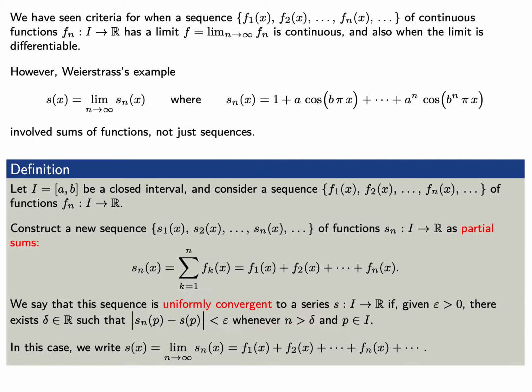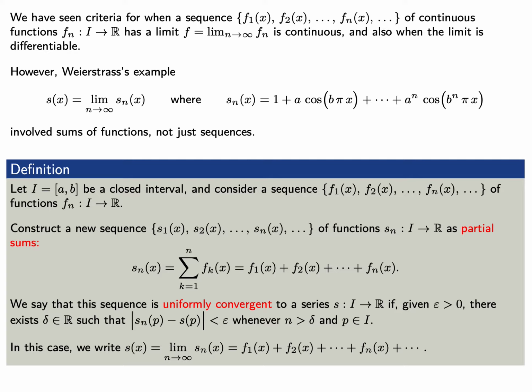Let I be a closed interval from a to b and say that the f sub n's define a sequence of functions on I. We'll construct a new sequence of functions s sub n as the partial sums of these functions. That is, s sub n is the sum f1 plus f2 plus up to f sub n.